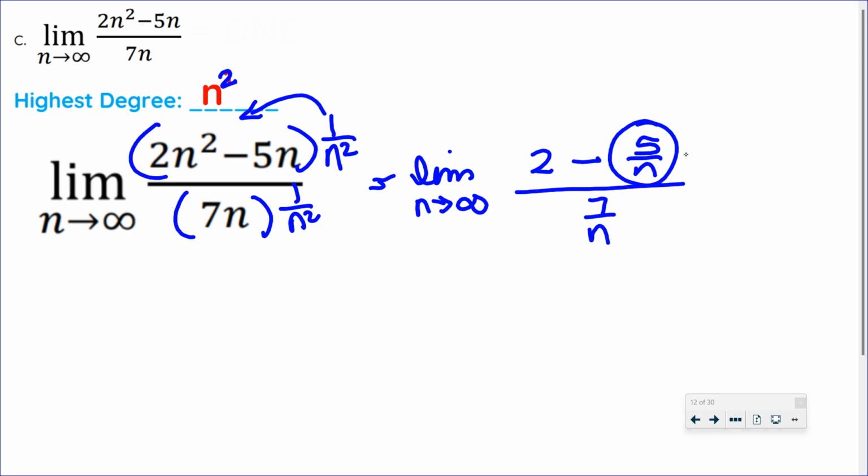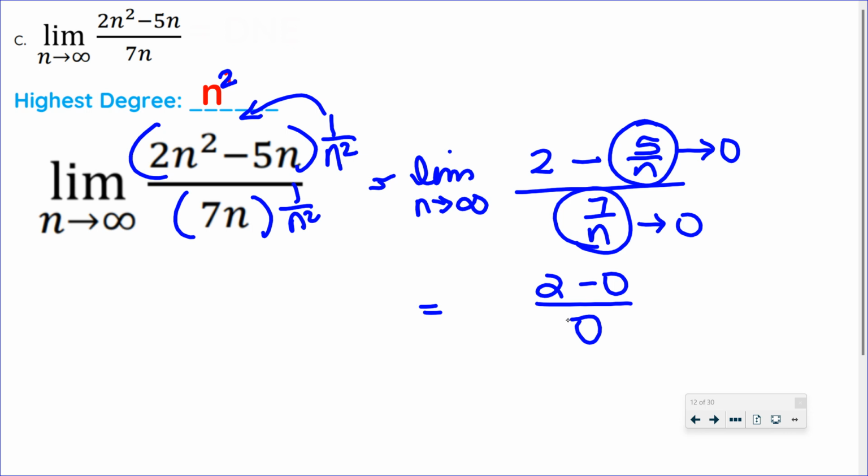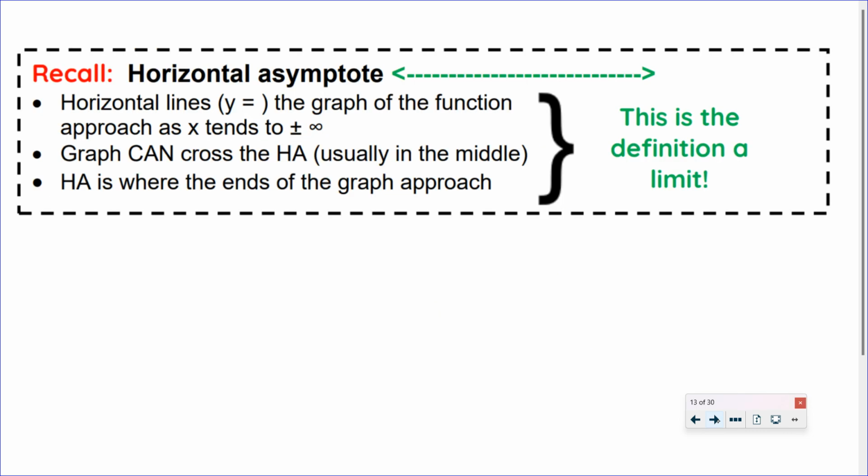So this bottom-heavy function goes towards 0. This bottom-heavy function also goes towards 0. So my limit is 2 minus 0 divided by 0. Now that's a problem. I can't divide by 0. So what that means is that my numerator is going to grow bigger and bigger. I can't account for that, making the whole limit not exist. It's not going to approach a specific value.